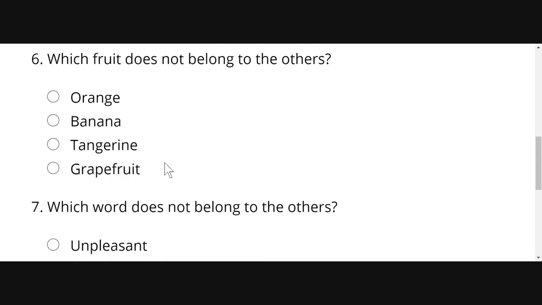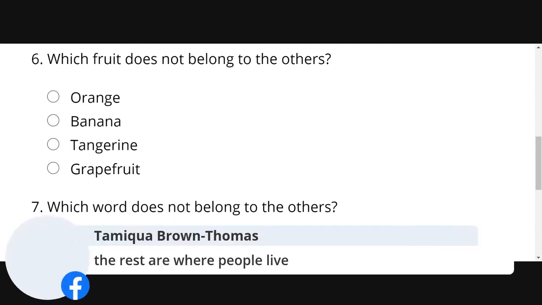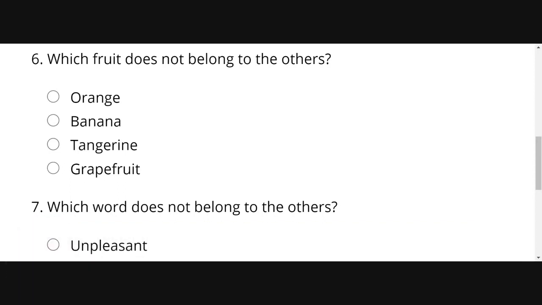Which fruit does not belong to the others? You have tangerine, banana, orange, grapefruit. Number 6. What is number 6? Quickly, guys. Number 6. Orange, banana, tangerine, grapefruit. Okay, Tamikwa, see, I'm giving you some views. All right. Question number 6, guys. So I see banana, banana, banana. Okay, I'm going to go with banana.